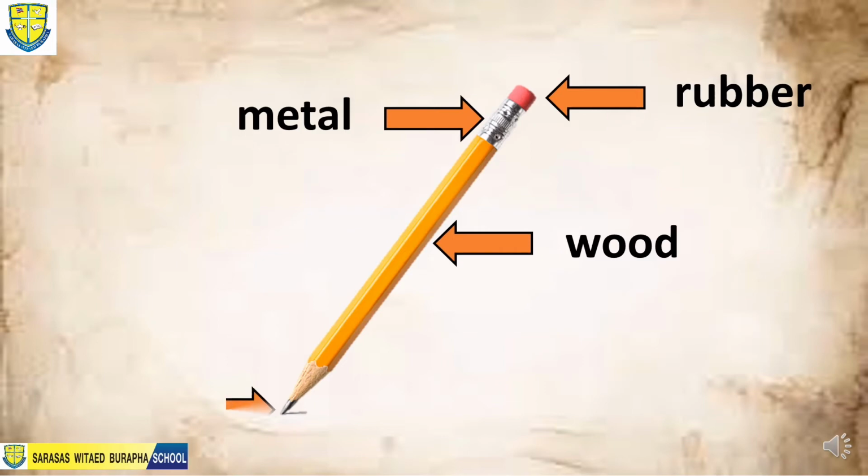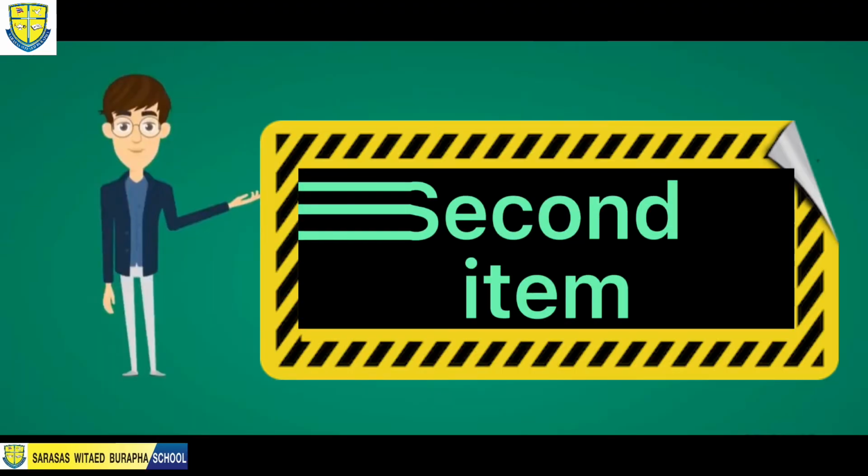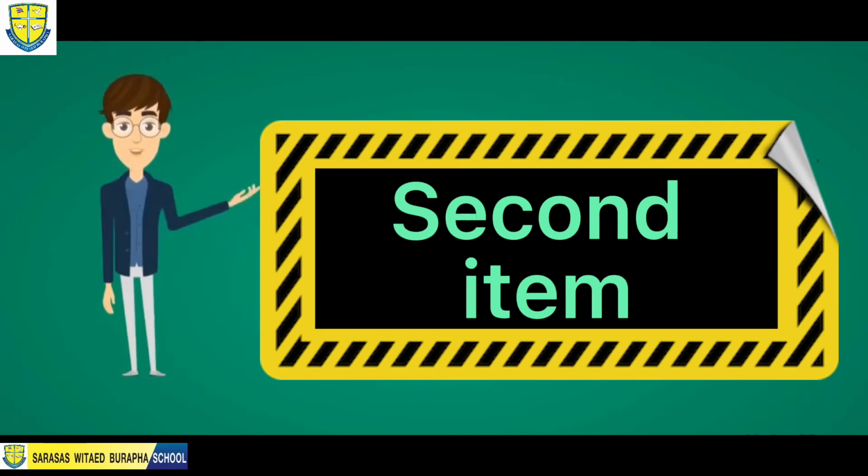Now, let's identify what material this part of the pencil is made of. Do you have any guess? If your answer is lead, you are correct. Very good. Next will be our second item.